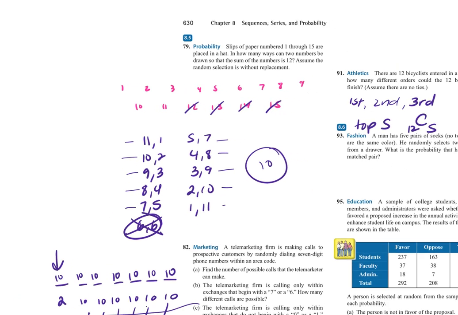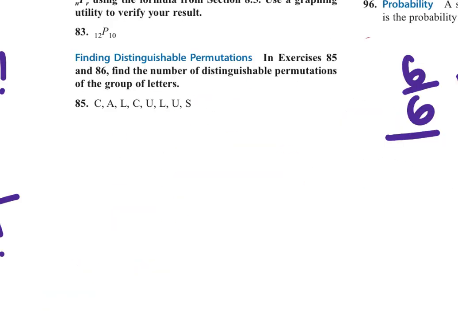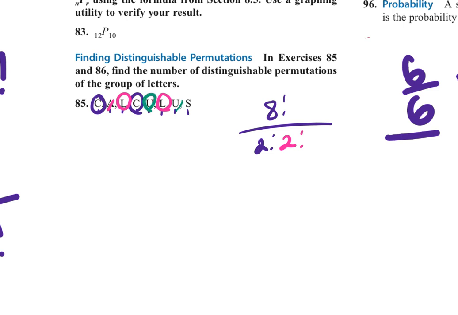Thank you. You're welcome. So 85 is your distinguishable permutations. First thing I'm going to do is count how many letters. 1, 2, 3, 4, 5, 6, 7, 8. That's 8 factorial. Then all the letters that repeat. So a C repeats twice. The A does not repeat. The L repeats twice. The U repeats. And then the S is by itself.